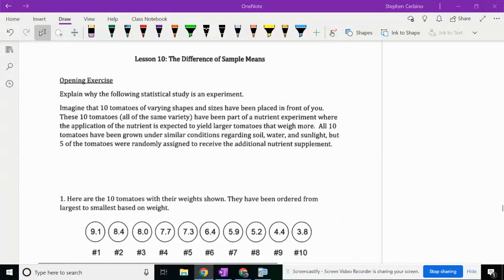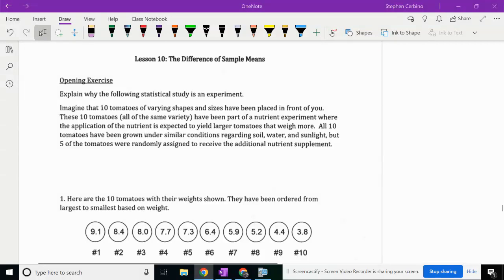So far we know how to find the statistic of finding the proportion of a sample. We also know how to find the statistic of finding a mean of a sample. Now we're going to find the difference of sample means when we have our samples split up into two groups.